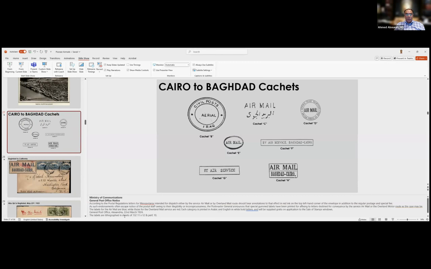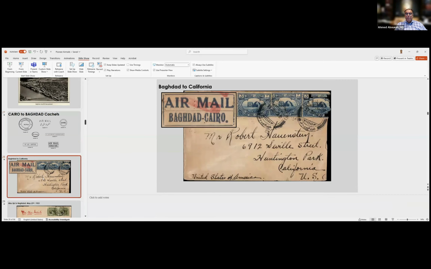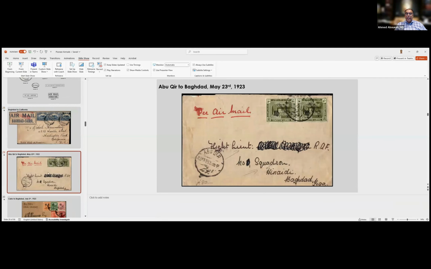The Post Office Service came out with a circular requiring either in manuscript or in cachets that this was airmail Cairo to Baghdad. And I have a few examples here. This being one of them, Baghdad to California via Cairo. In manuscript from Abu Ghraib to Baghdad on the 1923.